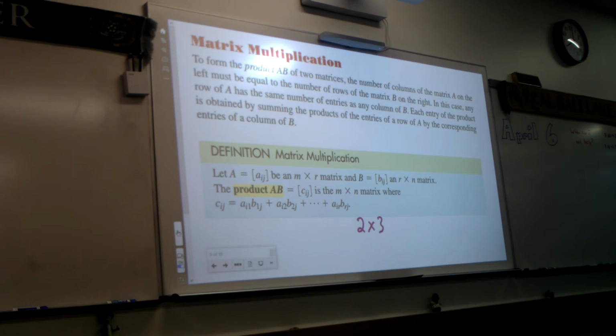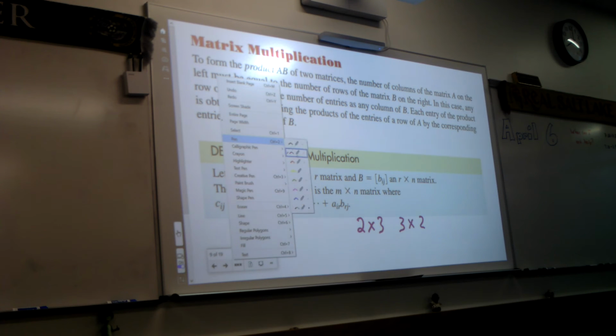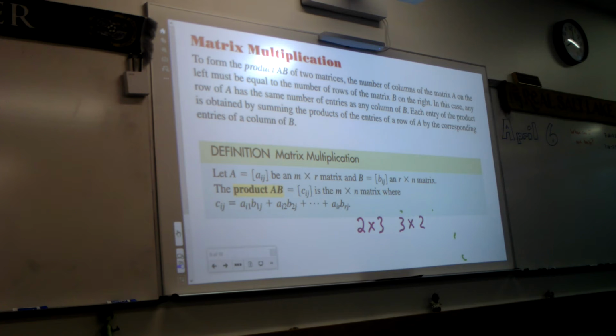The rule is if I'm going to multiply this 2 by 3 matrix with another matrix, this inside number has to match up. So if I have a 2 by 3, I have to multiply it with another one that has a 3 as its row, okay? So the number of columns here has to match the number of rows there. So I need to check this. That's got to be my check there. I can multiply those together. Now, the resulting matrix, the product, is going to be a 2 by 2 matrix.